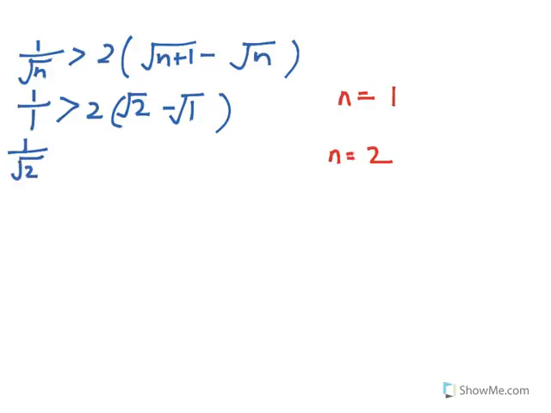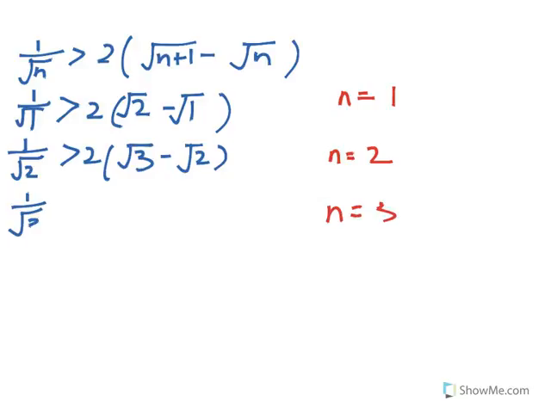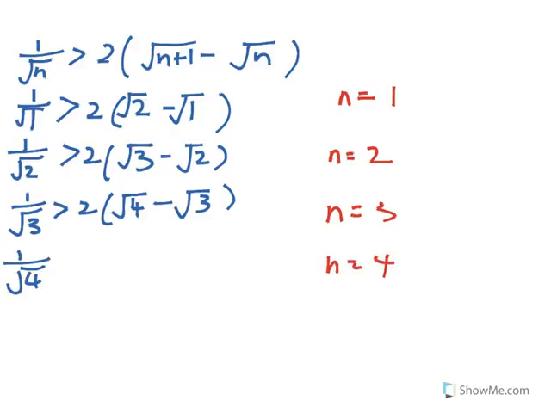1 over square root 2 is greater than 2 times square root 3 minus square root 2. Okay, n equals to 3. If I'm going too slow, you can always fast forward the video. This is 1 over square root 3 greater than 2 times square root 4 minus square root 3. N equals to 4. This is 1 over square root 4 greater than 2 times square root 5 minus square root 4. Okay, so I go on.